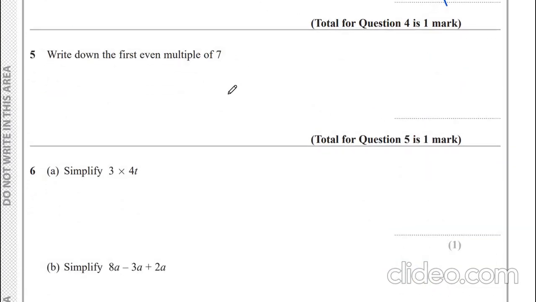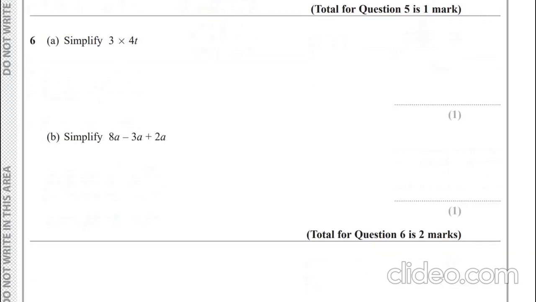Write down the first even multiple of 7. Well, if you start writing down the multiples of 7, 7, 14, 21, the first even multiple of 7 is 14. Simplify. 3 times 4a, 12a. 8a minus 3a, that is 5a, plus 2a, that is 7a.